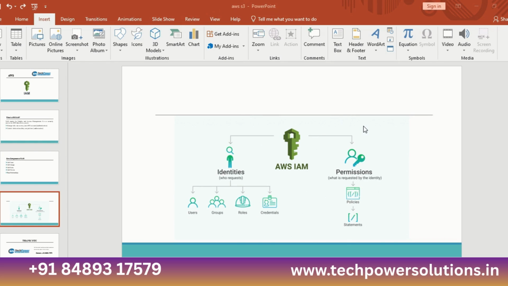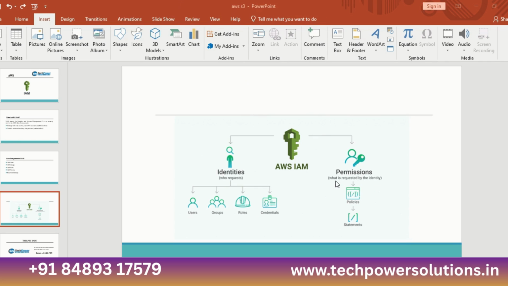So this image is a visual breakdown of what IAM is and how it works. So it explains IAM in two parts. On the left it shows identities, and on the right it shows the permissions. So under identities: users, groups, roles and credentials. Under permissions: policies and statements.